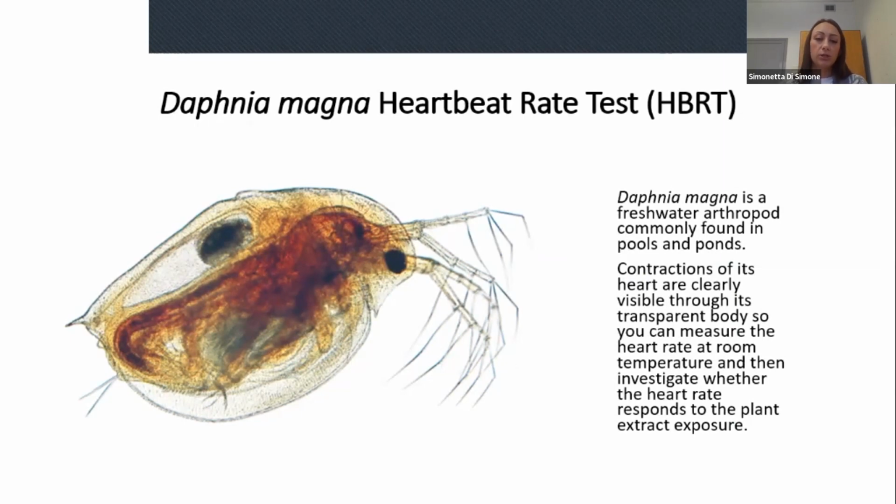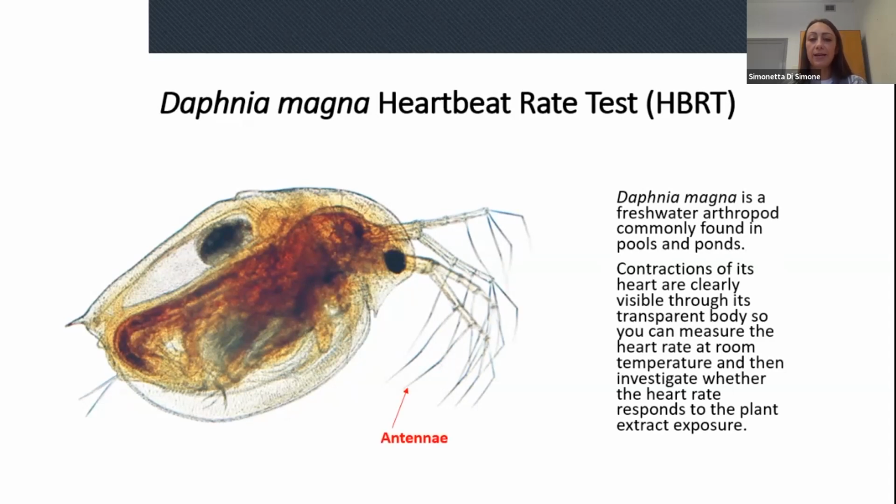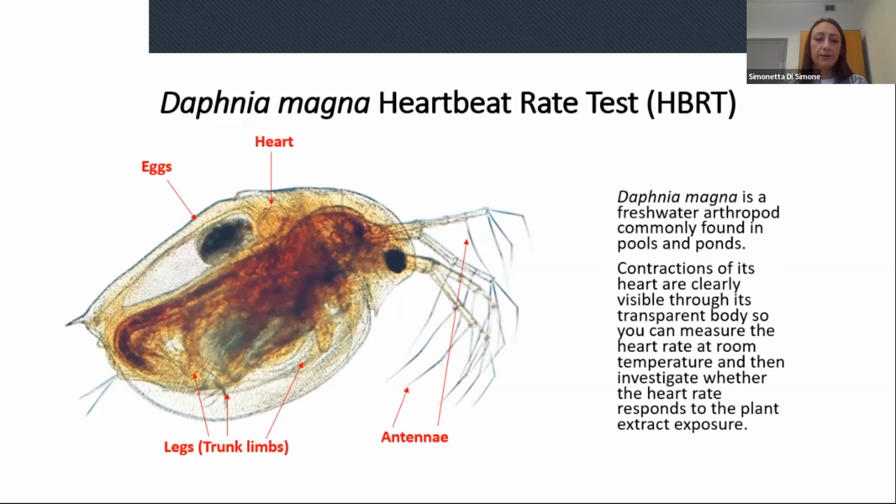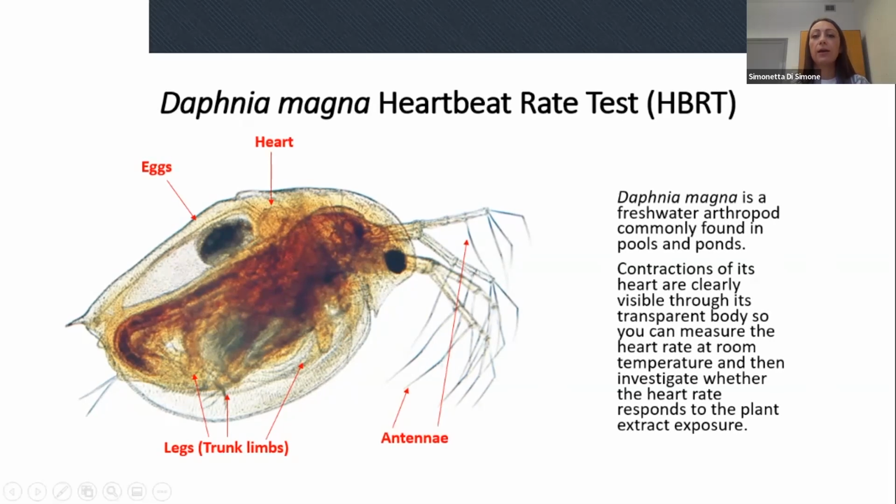So the first question is, where is the heart of the Daphnia? So these are the antennae. These are the thoracic legs. So could this be the heart? Actually, it isn't, because these are the eggs. The heart is here. So this transparent circle is actually the heart of the Daphnia magna.